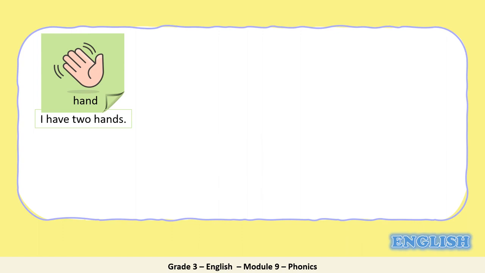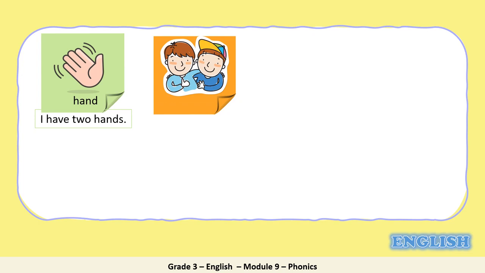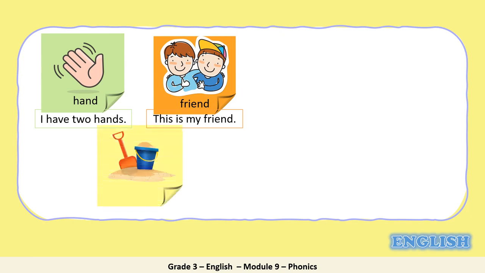Let's take a look at the next picture. What's this? Very good. It's a friend. We can say, this is my friend. Next picture. What is this? Excellent. It's sand. We can say, I like playing in the sand. Or, I like making sand castles.